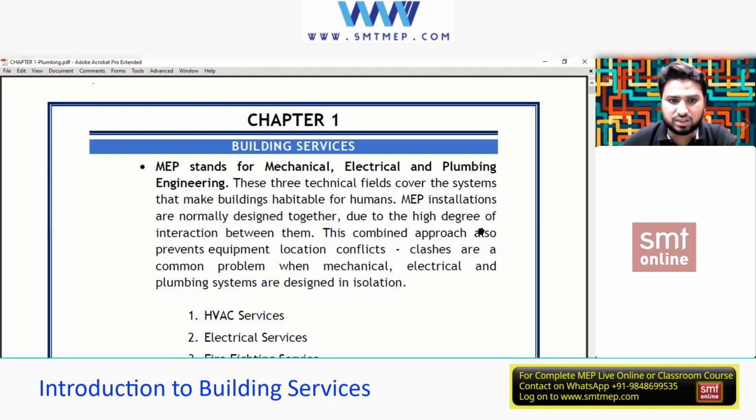Due to the high degree of interaction between them, this combined approach also prevents equipment location conflicts. Now, equipment refers to the machines. It might be for plumbing, like pumps, or tanks. Or in HVAC, like water cooled or air cooled chillers, or a number of things like ducted split or outdoor units and all this. If you talk about electrical, like if a transformer is going to be part of the project, then again its location needs to be set up.